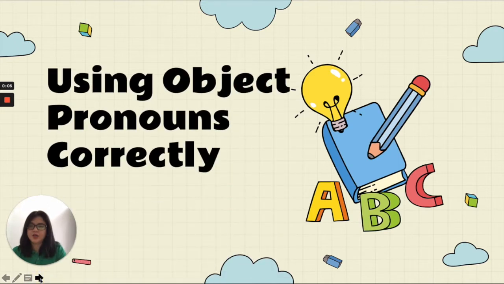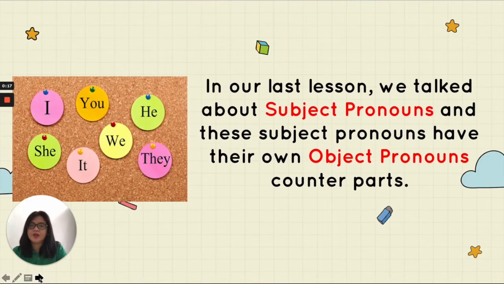For this lesson, we are going to talk about using object pronouns correctly. This is lesson 12 of all of your English. In our last lesson, we talked about subject pronouns, and these subject pronouns have their own object pronoun counterparts. Subject pronouns are the pronouns that we usually put at the beginning of the sentence. Usually, they are the subject of your sentence. But object pronouns are the receiver of the actions, and you can usually find them at the latter part of the sentence. Let me show you.